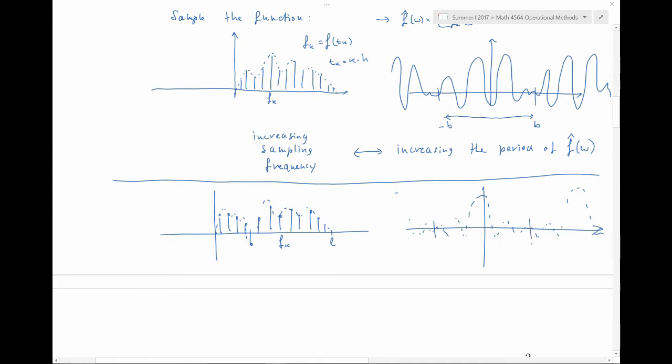And I will only sample my periodized spectrum on one period and ignore the other period. So I will call this f hat k. So the questions arise: will I be able to correctly represent the signal with the samples of only the first period of the Fourier transform? And the answer to that is affirmative, given a certain condition on the spectrum.